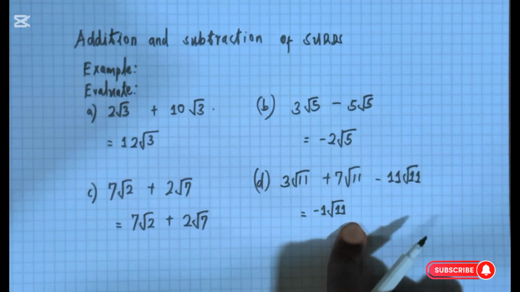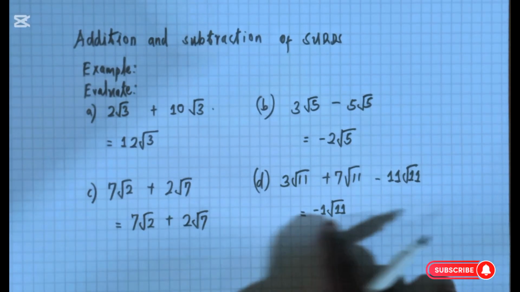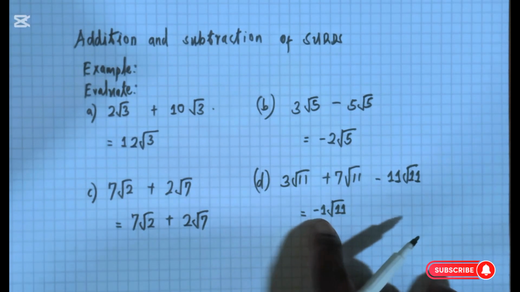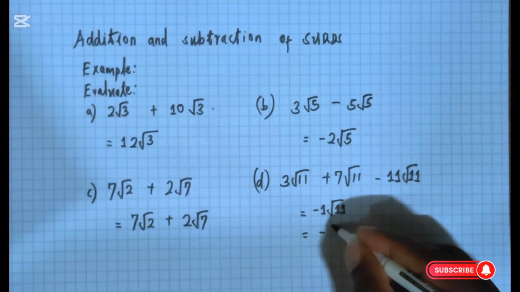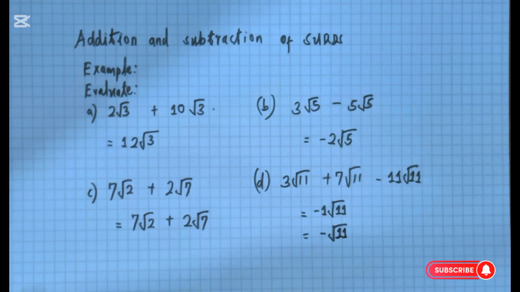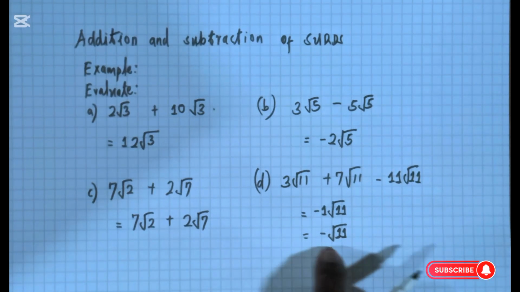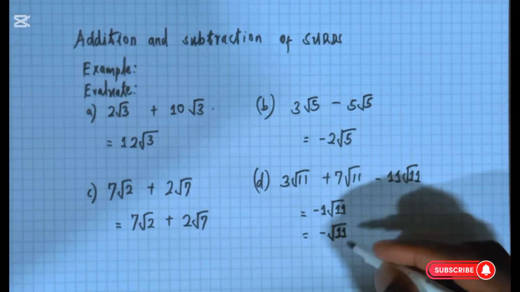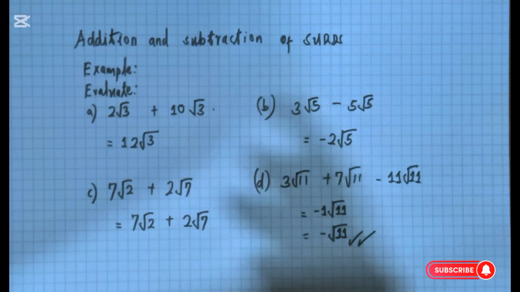And note that this here is a poor way of representing a surd. If we're having negative 1 root 11, we can confidently write it as negative root 11 and ignore the 1 that is outside the root sign, as that is already assumed to be represented by this particular answer, that is negative root 11. So that is it for this particular class.